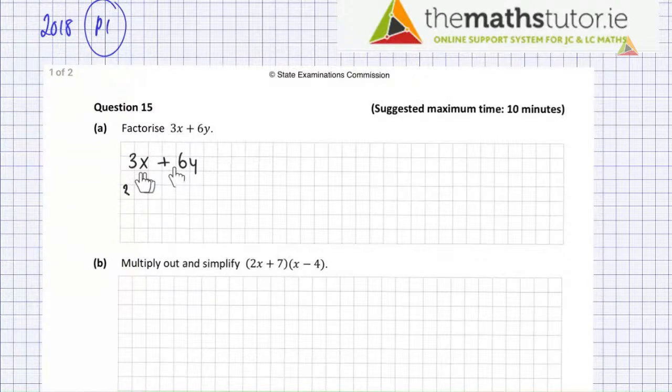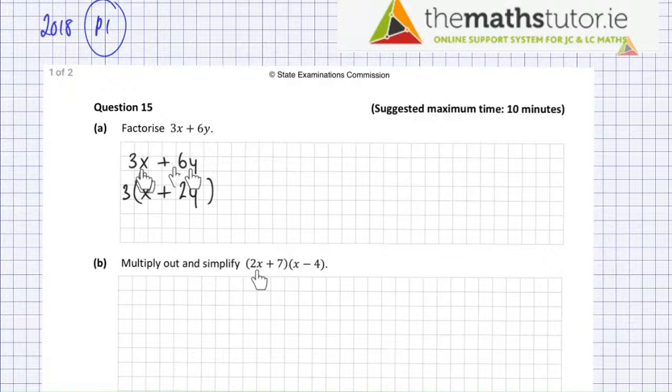So if I pull out 3, so what multiplied by 3 gives me 3x is going to be x. What multiplied by 3 gives me 6y is going to be 2y. That's it factorised. Now, you could just double check. 3 by x gives you 3x. 3 by 2y gives you 6y. So that's it factorised. Now, the next part of the question is to multiply out and simplify this here.